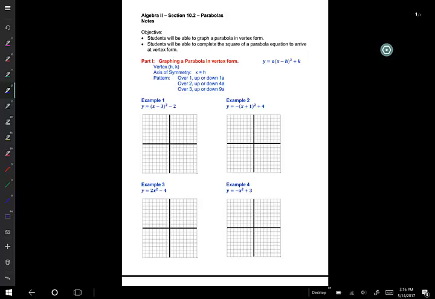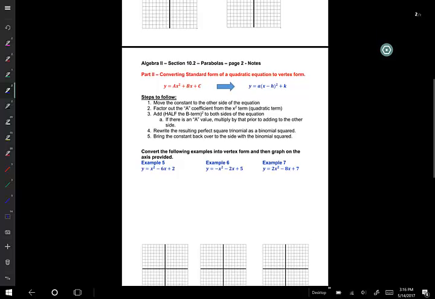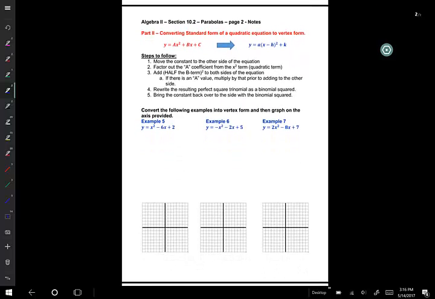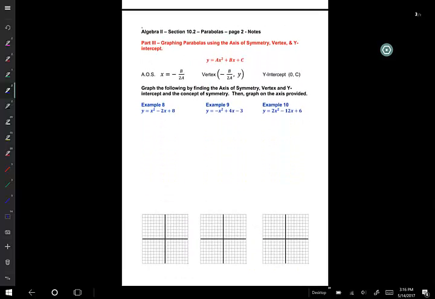In section 2, we are going to look at the first of 4 of our conic shapes, and specifically we're going to focus on graphing. We're going to do a couple things today. First, we're just going to talk about general graphing from vertex form. Then secondly, we're going to talk about converting from a standard form of an equation into vertex form. And then finally, we're going to review using the axis of symmetry, vertex, and y-intercepts to graph a parabola.